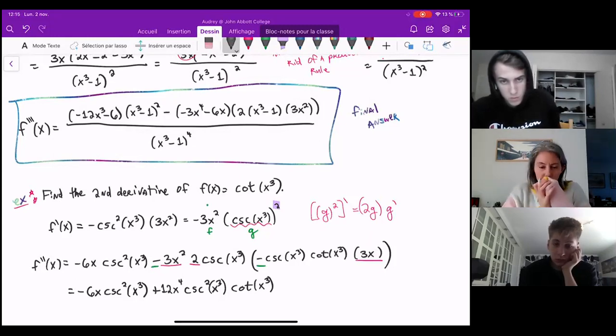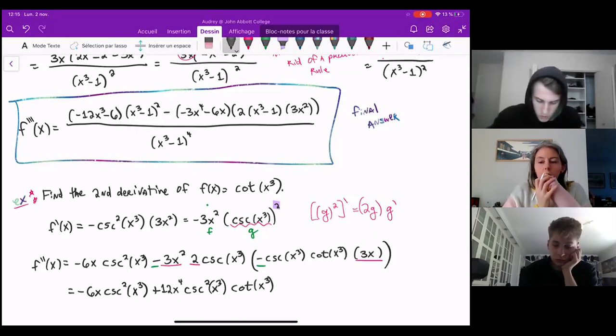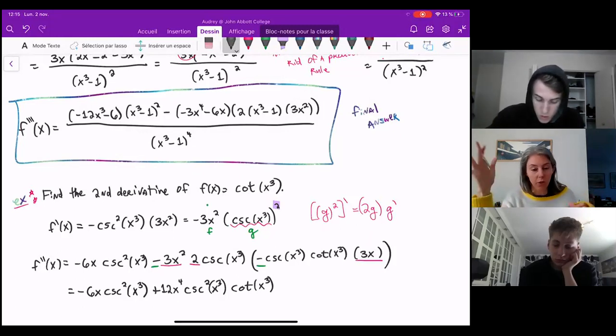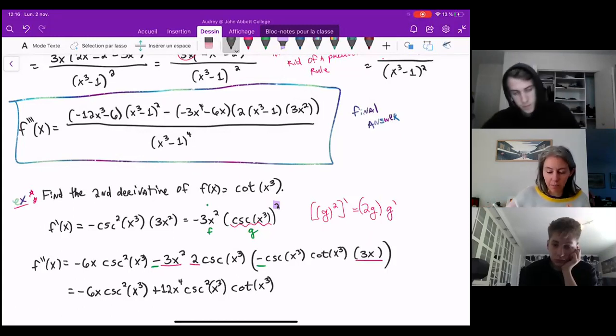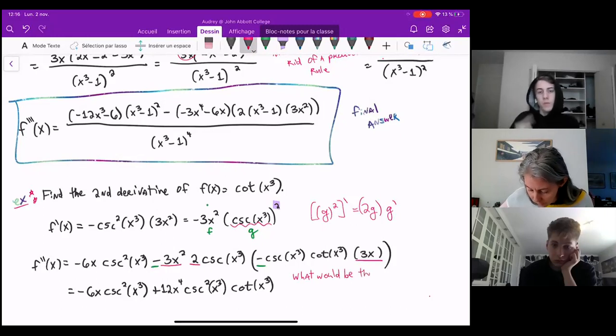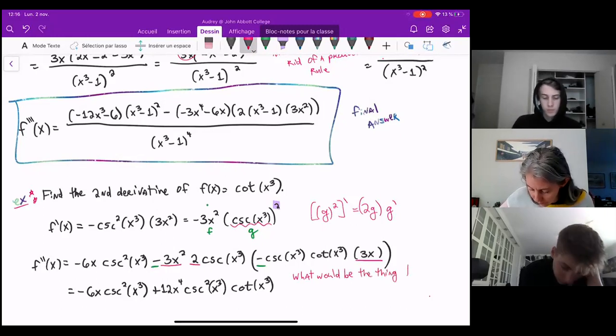Now, question. What should I factor out to take the, I'm not asking you to take the third derivative, but if I were, what would be the best thing to factor out to make the third derivative as easy as possible? 6x? No, cosecant squared x cubed. Just cosecant squared of x cubed. So what would be the thing to factor out?